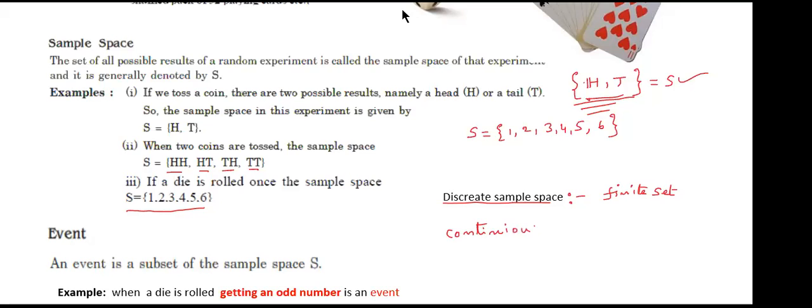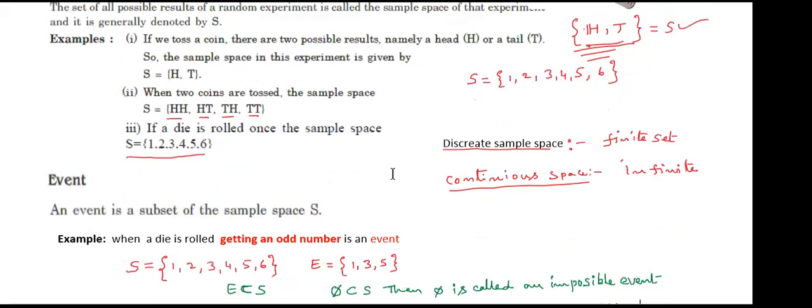Continuous space. Discrete sample space means the sample space is finite. Continuous space means infinite. These two definitions, remember them. Next, I'm going to discuss the event.